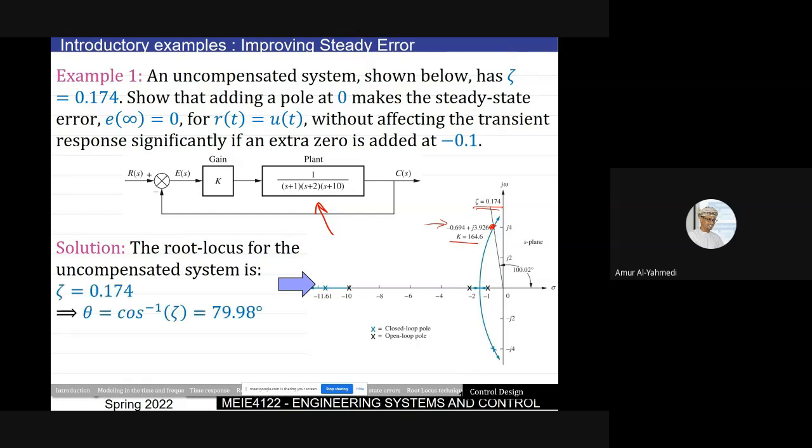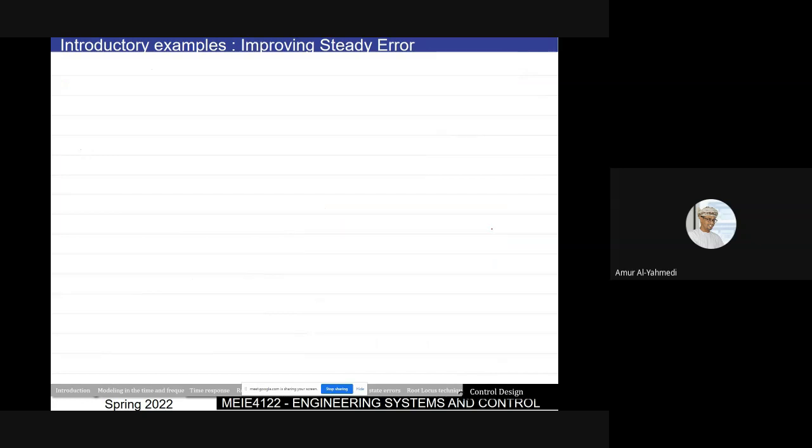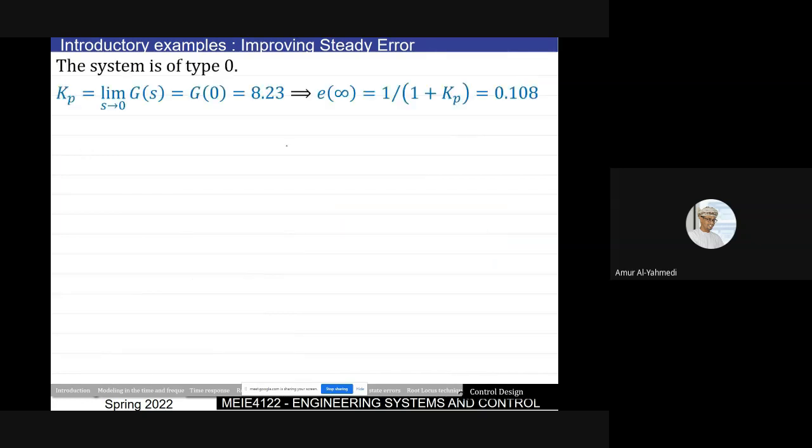So if I calculate the steady state error, Kp is the limit. I think I made a mistake there in my previous. It is not the limit of sG of s. It is the limit of G of s. So G0 equals 8.23, and therefore my error is 1 over 1 plus Kp, which equals 0.108. But I want to make it 0.